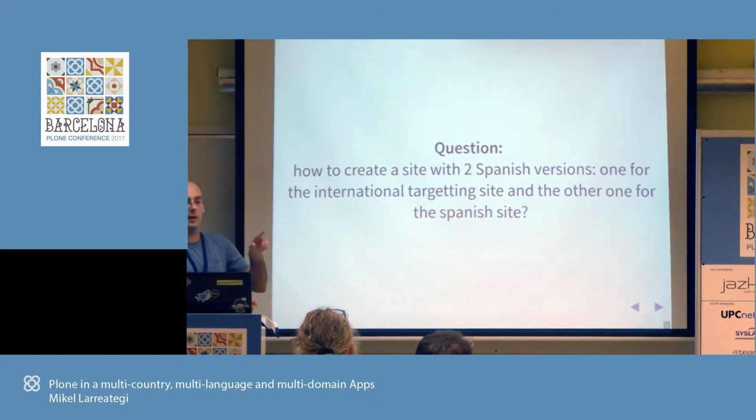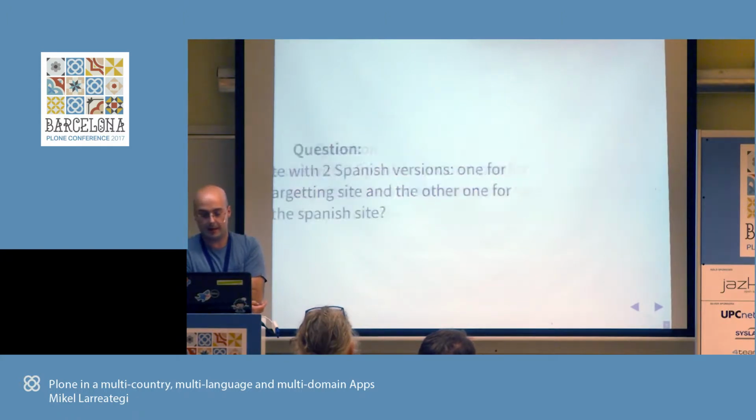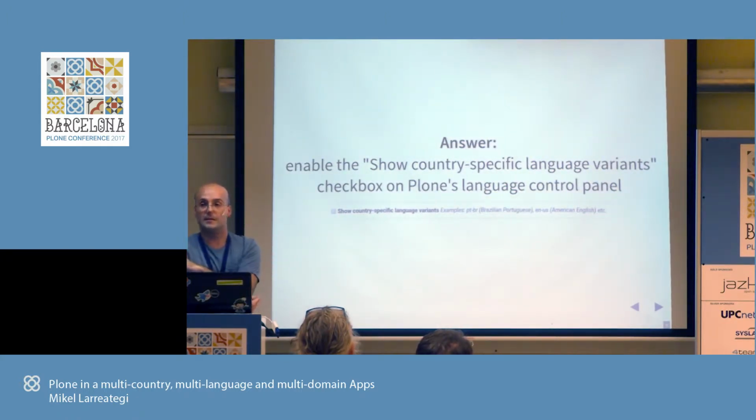So if you go to the Plone control panel and start checking the languages, you cannot select one language twice. I mean, you cannot check two Spanish sites because it makes no sense. So there is a small checkbox there saying show country-specific language variants that allows you to select different language variants for each language. For those who have configured the language variant thing, if you go to the ISO standard, you will find some of those language variants. Plone provides it through a package, plone.i18n, I think.